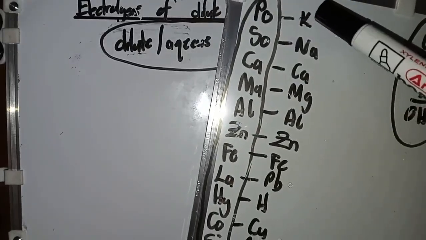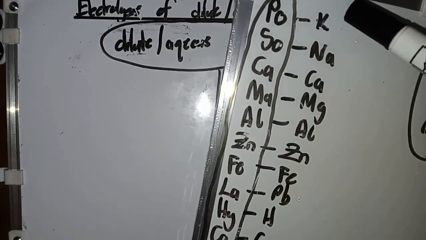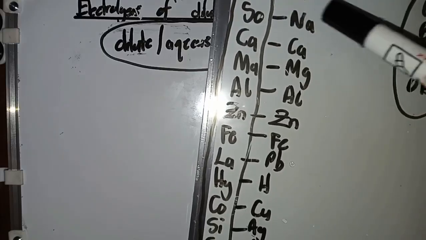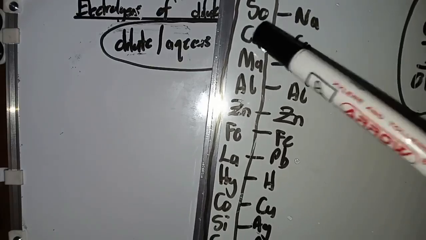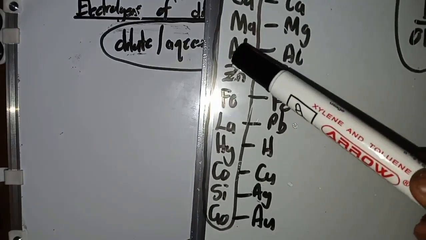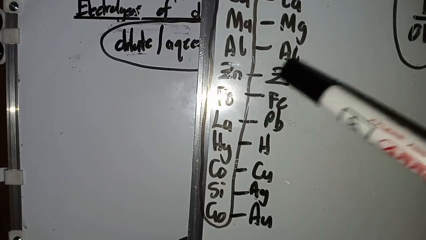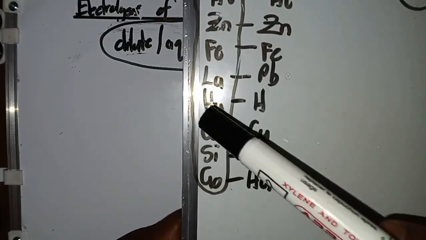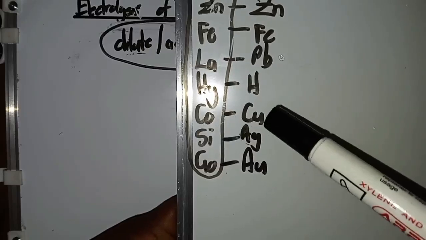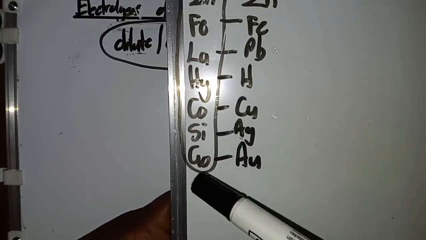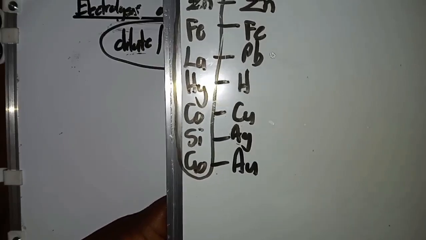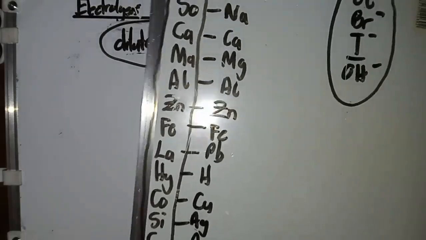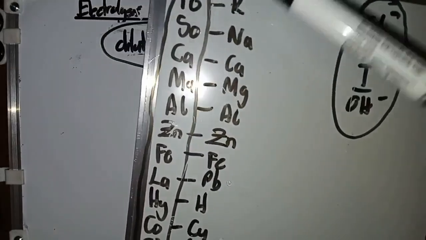K is the chemical formula for potassium. Sodium has the chemical formula Na. Then calcium, magnesium, aluminium, zinc, Fe is iron, Pb is lead, H is hydrogen, Cu is copper, Ag is silver, and Au is gold. These are the reactivity series for the positively charged ions, or the cations.